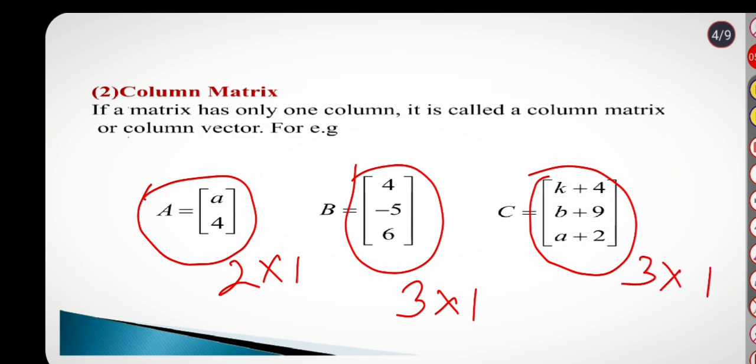You can also see that the number of rows and number of columns are not the same, so we can also say that this is a rectangular matrix. Okay, now we will go next.